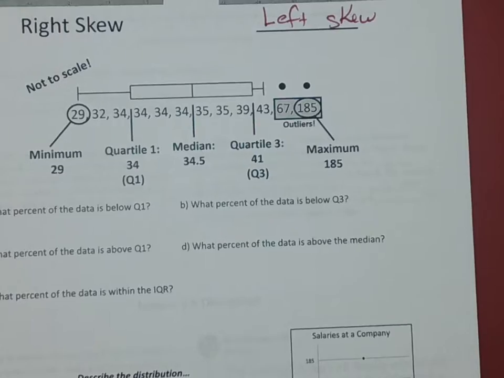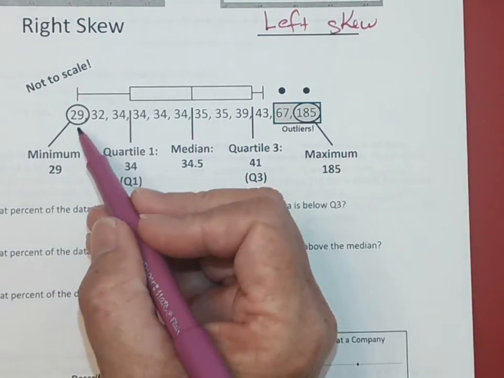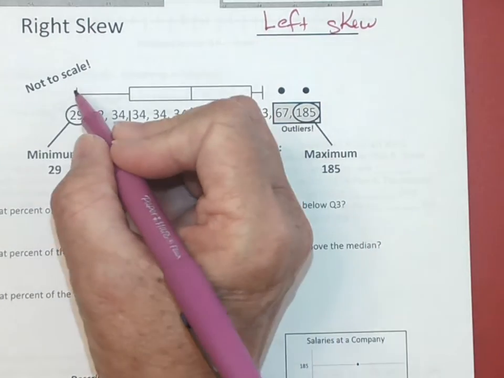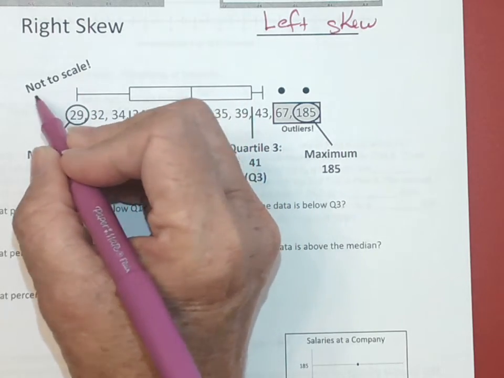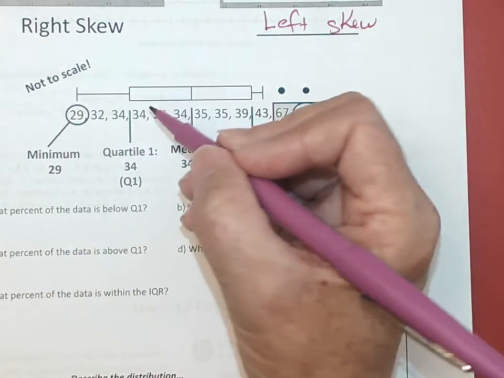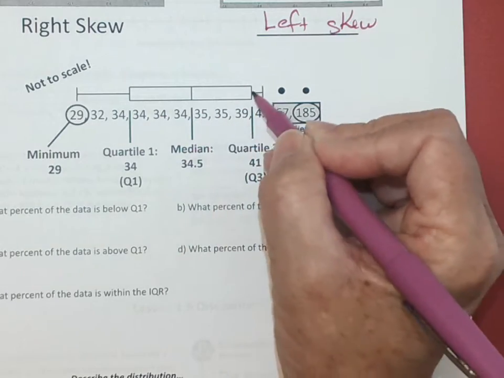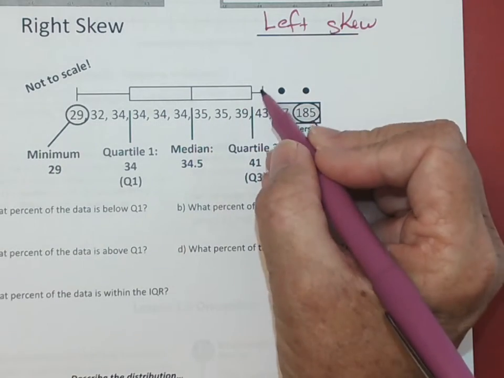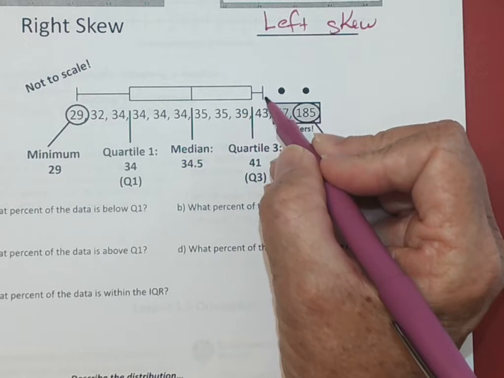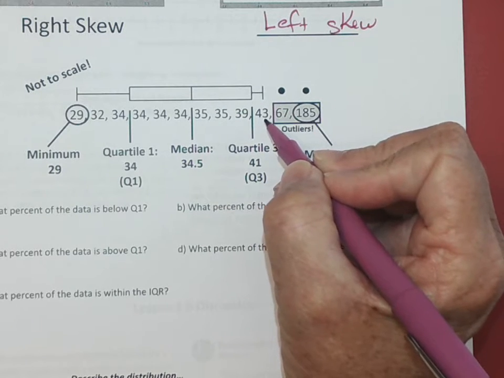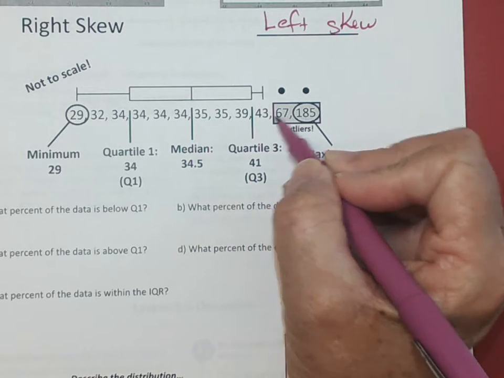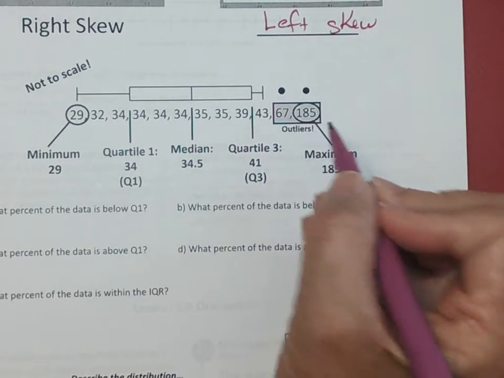Okay, here's one using our actual data points. Our minimum value is 29, so I draw my straight line for the minimum there. Notice there's no outliers, so I don't have to worry about putting dots on the left. My Q1 value, median, Q3, I drew my straight line for the maximum at 43 because that was the largest value that was not an outlier. And I continued then and I drew the 2 points for my outliers.